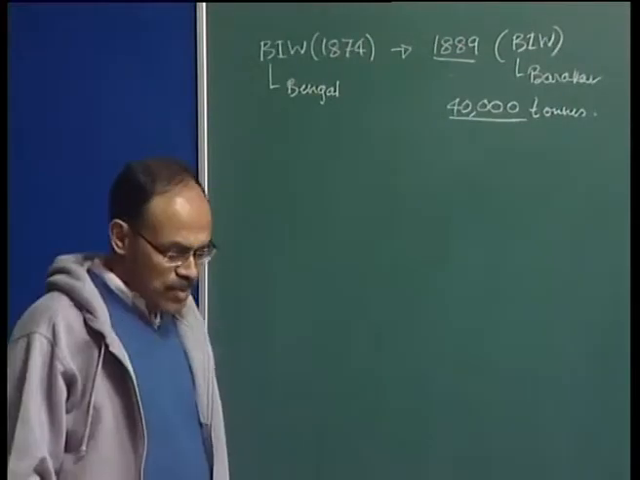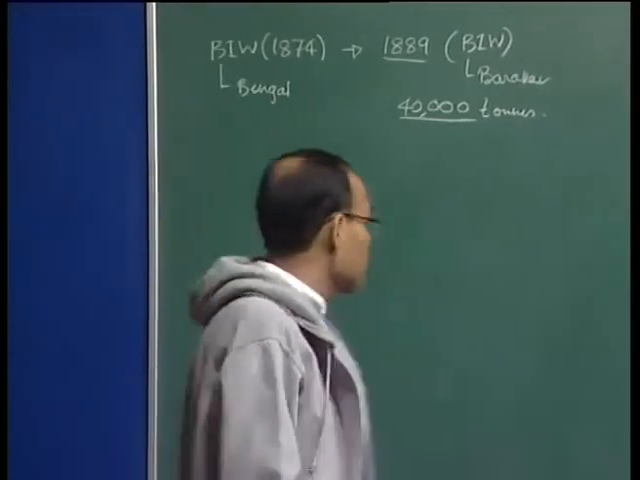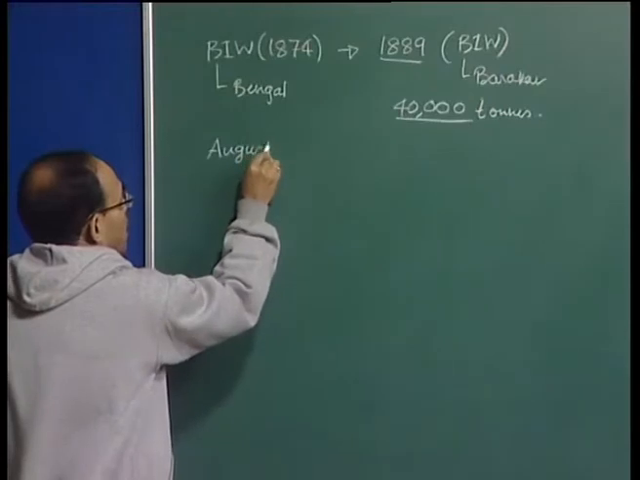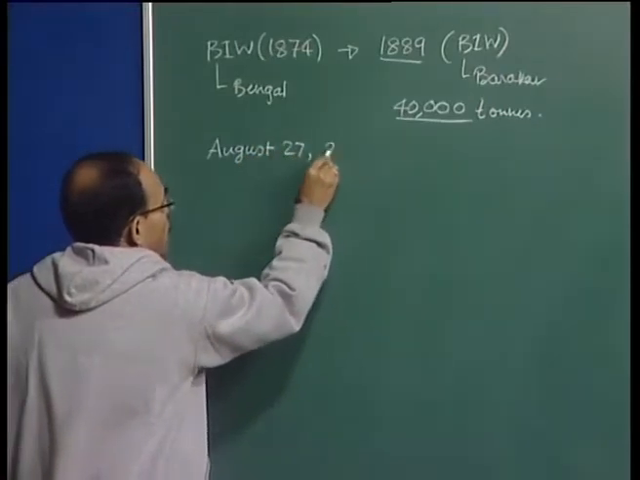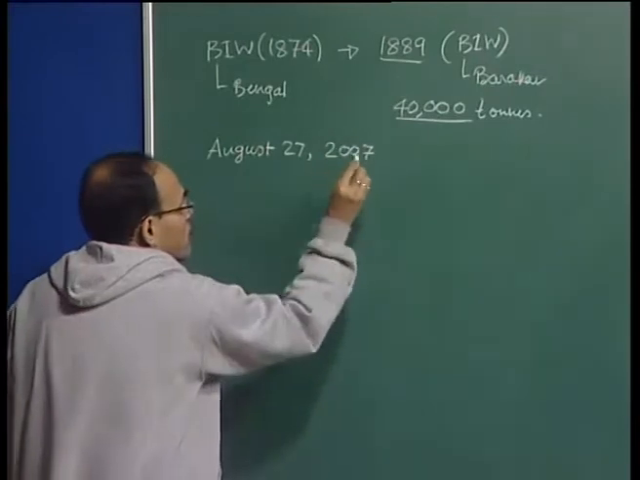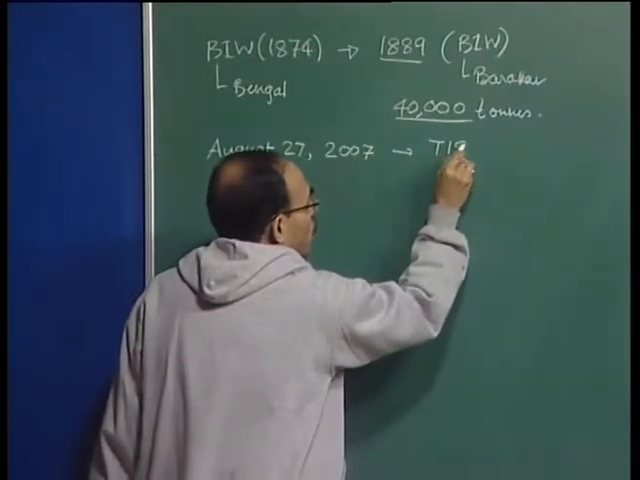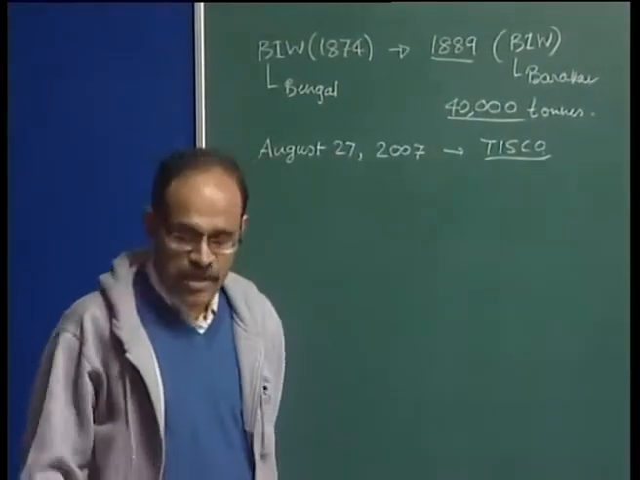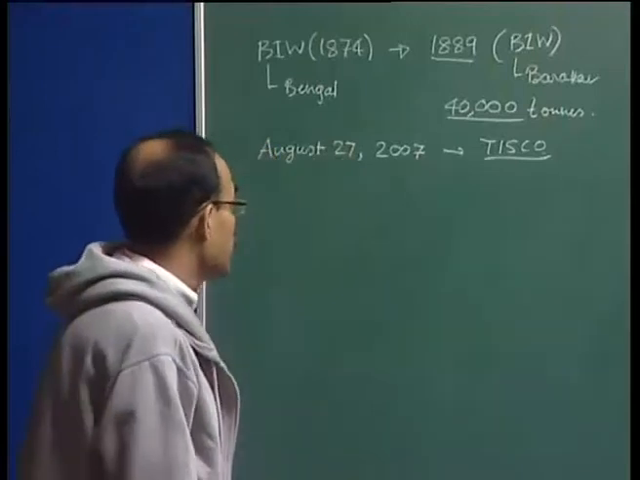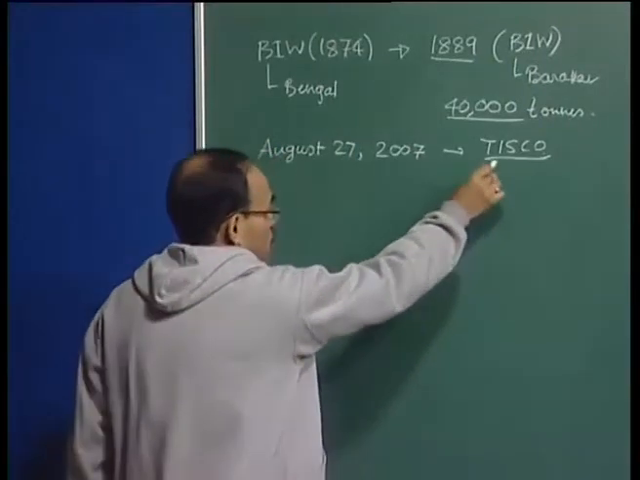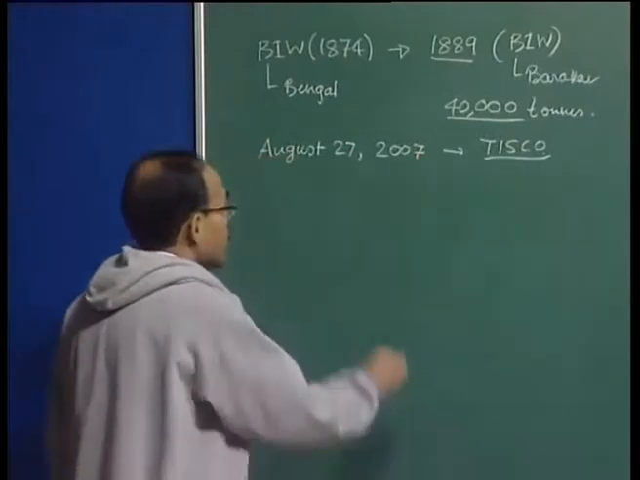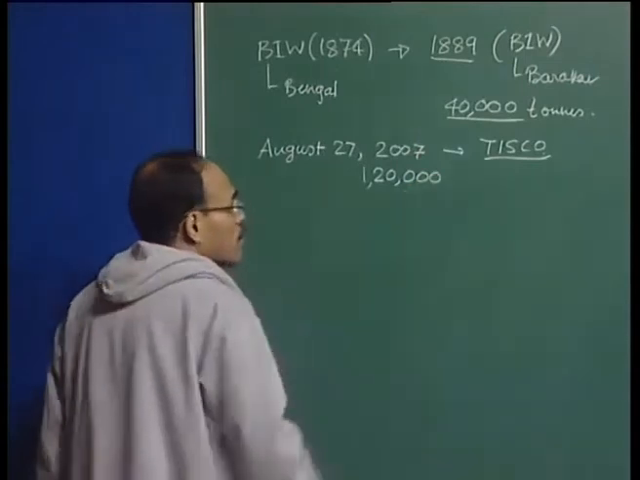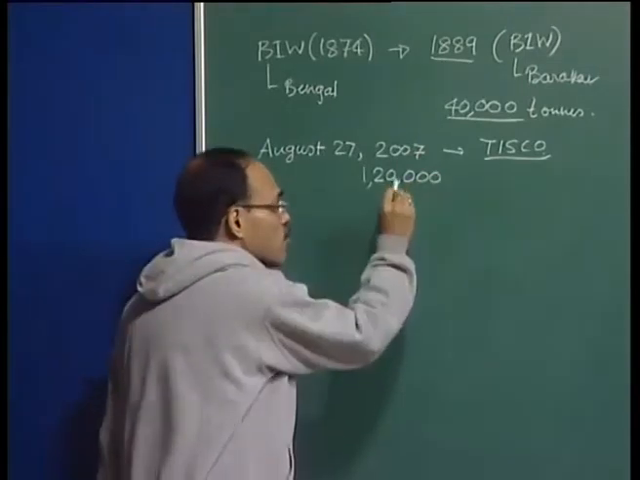the red letter day in the history of iron and steel making came, which is August 27th, 2007, when TISCO was launched at Jamshedpur. Of course, at that time, Jamshedpur was known as Sakchi, and Jamshedji Nauroji Tata started the TISCO factory with a rated capacity of 120,000 tons of iron and steel, so it's a finished steel production.